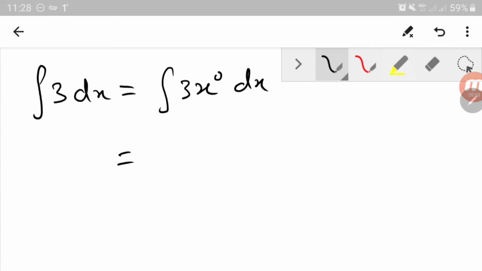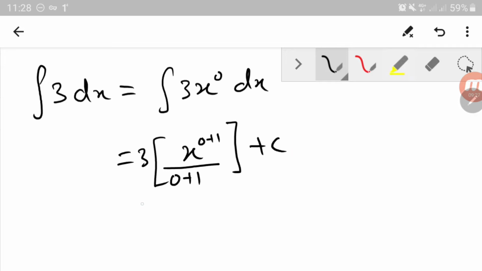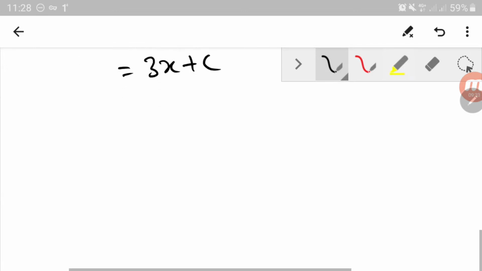So what we do with x power n is we add 1 to the power, so x to the 0 plus 1, and then we divide by the new power, or 3 brought outside. Sorry, I integrated already. Put it like that. Plus c, so it's 3x plus c. Okay, so that's the first one.